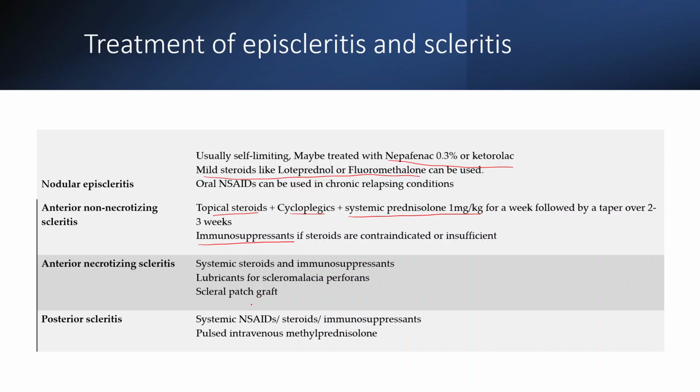In posterior scleritis, the treatment again depends on what condition is causing it. If it's a tuberculosis, you might need an anti-tubercular therapy also along with systemic steroids, NSAIDs and immunosuppressants. If there is associated macular edema and disc edema, you might need pulsed intravenous methylprednisolone.